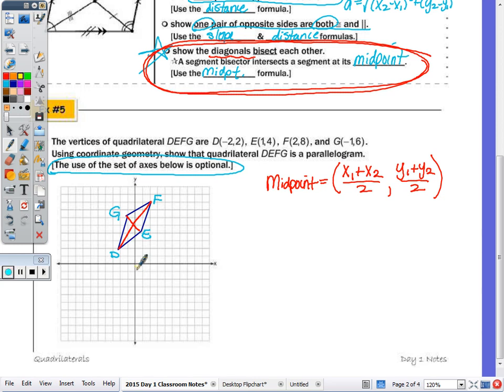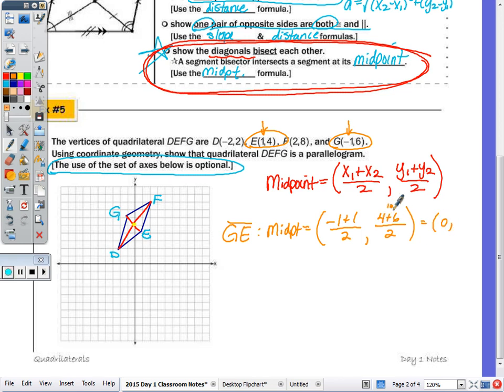Based on my picture, it's a little off, but it's close to 0, 5. If you use a straight edge, it should come out exact. I'm looking to get a midpoint of 0, 5. So for diagonal GE, I've set it up so all I have to do is look at the coordinates above. For G and E, my x values are 1 and negative 1. You won't ever see me do 1 plus a negative; I just reverse it and do negative 1 plus 1, so I don't have two signs next to each other. And then 4 plus 6. So negative 1 plus 1 is 0, and 0 over 2 is 0. 4 plus 6 is 10, and 10 over 2 is 5. I got 0, 5, which is what I got graphically. So it's coming out nicely.